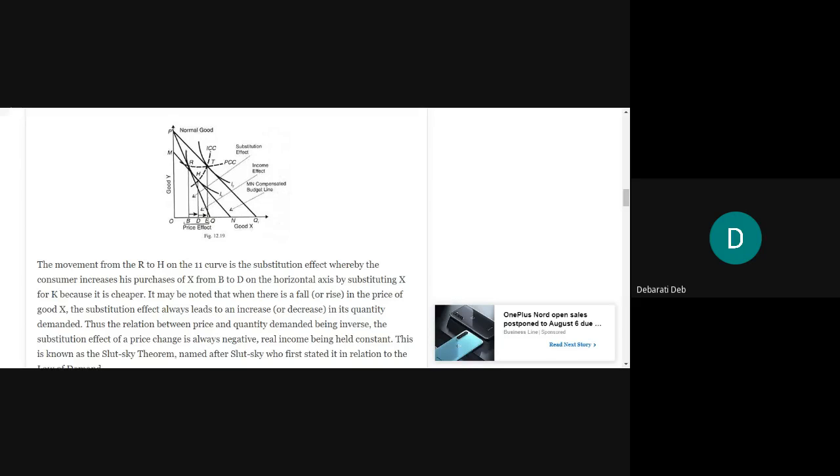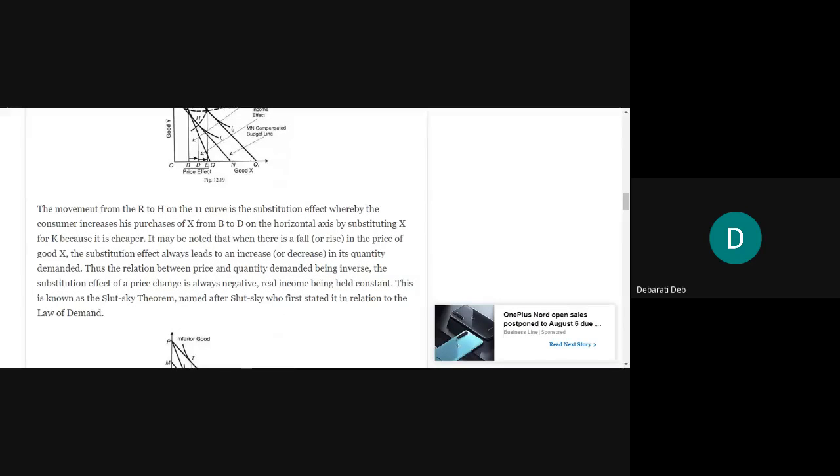If price increases, the quantity demanded of X will fall due to the substitution effect, and if price decreases, the quantity demanded of X will rise due to the substitution effect. And this substitution effect is causing an inverse relationship between price and quantity demanded. And the substitution effect of a price change is always negative. This is something like the concept of elasticity of demand. When price increases, demand decreases; price decreases, demand increases. It is like that. So the substitution effect's sign will also be negative always.